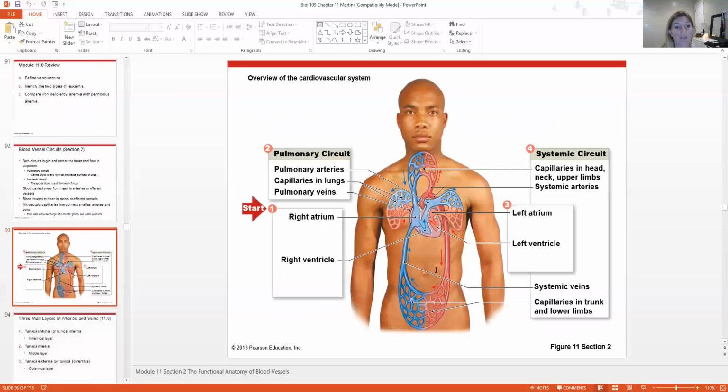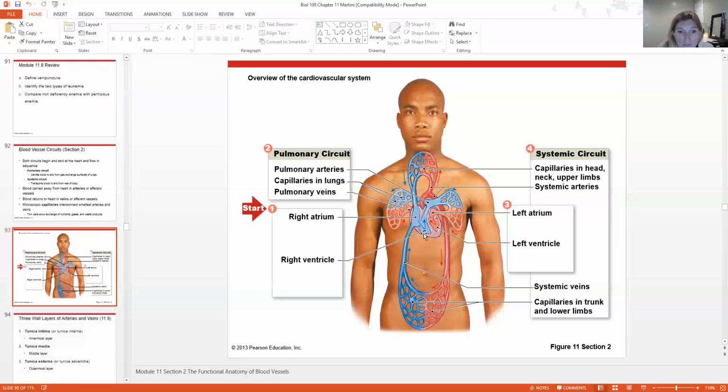Here you see these circuits. I strongly suggest doing this. This is how I would study it. Take note cards or Post-its. Write each individual word, like right atrium, right ventricle, pulmonary artery, capillaries, and the lungs, etc., on Post-its or note cards, and see if you can put them in order. That's a really great way to study this, or just by tracing it and saying it out loud.